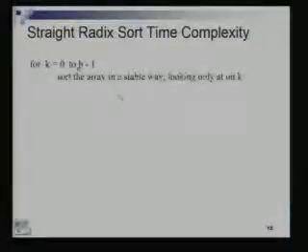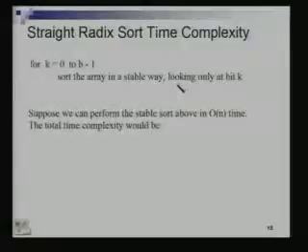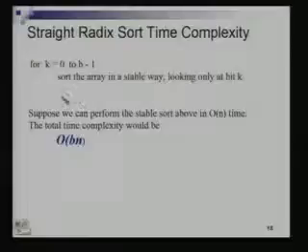Okay, so let's figure out what the time complexity is. For k equals 0 to b minus 1, we are sorting the array in a stable way, looking only at the kth bit. So suppose this could be performed in order n time, then the total time complexity would be order bn. Yeah, that's completely clear. Provided we can do this sorting in order n time.